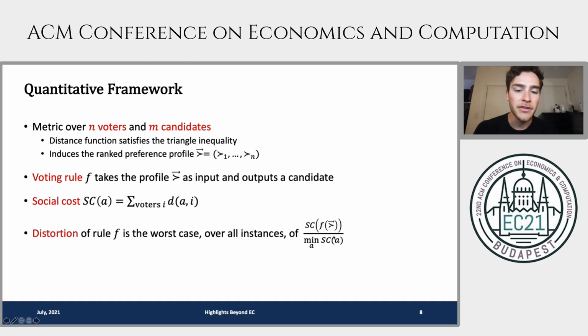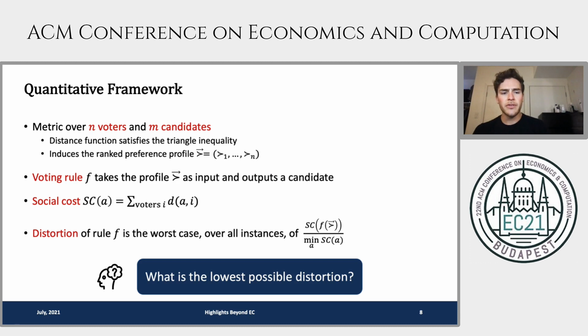So, in the numerator here, given a ranking profile, we look at the candidate chosen by F and the social cost of this candidate, and we're comparing it to the best social cost of a candidate we could have chosen had we known the metric space, so the one with minimum social cost. And we look at the worst case over all metrics that are still consistent with this ranking. Of course, if a voter ranks A over B, they have to be closer to A than B in the metric space. So the natural question then is, what is the lowest possible distortion?